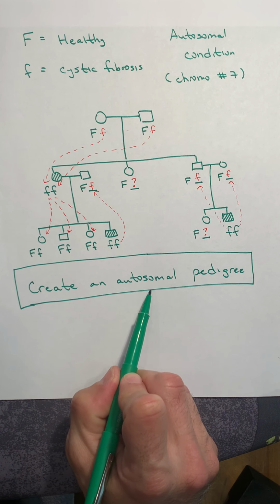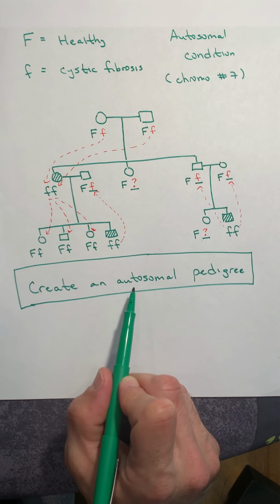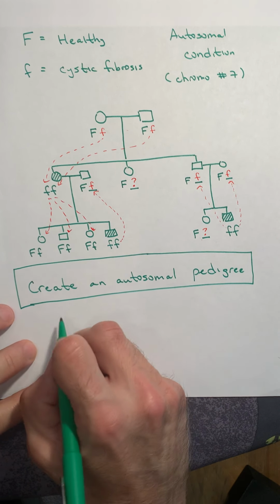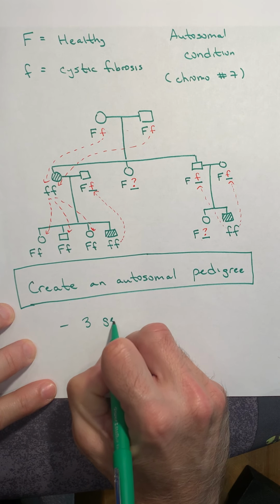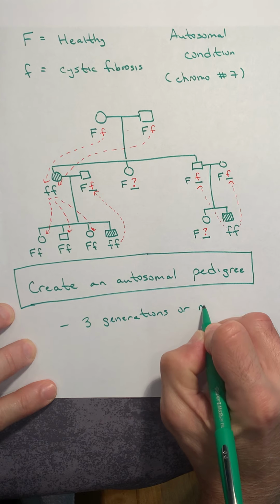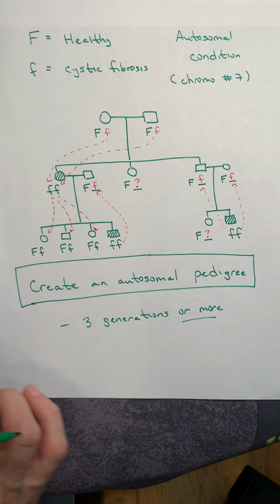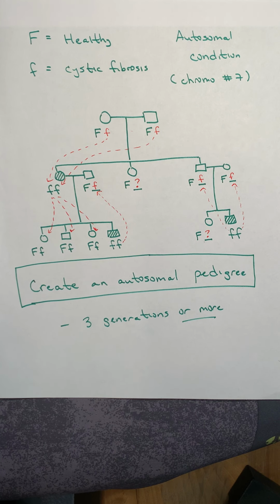We will do a sex-linked pedigree separate, okay? So for your homework, create an autosomal pedigree, make it 3 generations. If you want to do more, that's fine, okay? It's not like there's extra credit for it. Do a minimum of 3. And you say, well, what do you mean by 3 generations?